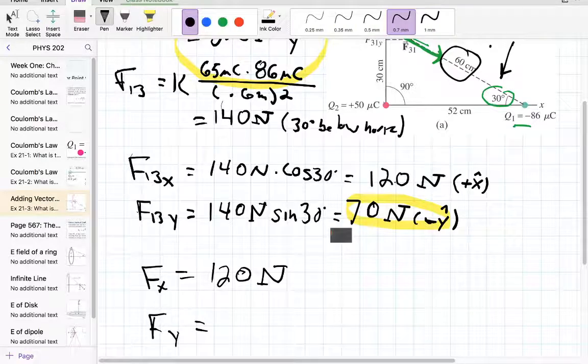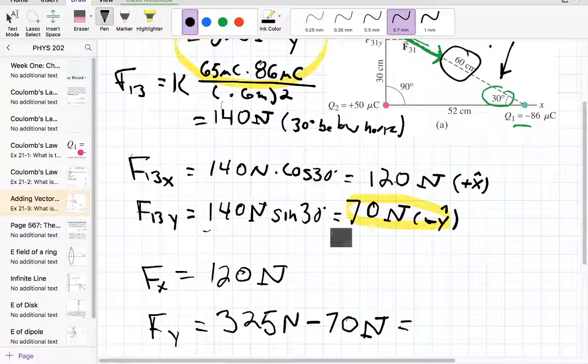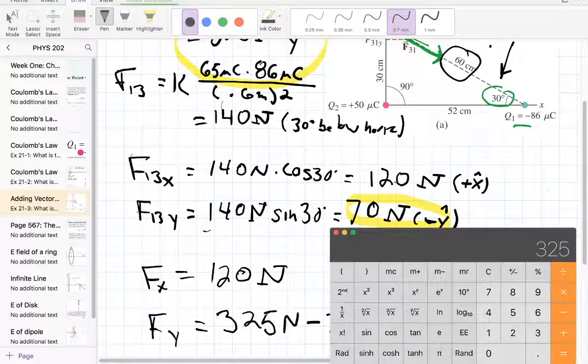So that's going to be 325 newtons. Switch back to my pen. 325 newtons minus 70 newtons, which is 325 minus 70, 255 newtons.